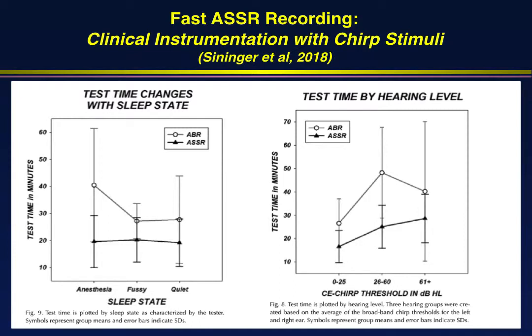Quite amazing. And when we look at the ABR, it's still good with chirp. We're up around 30 minutes for fussy or quiet children, but clearly the ASSR seems to be providing a speed advantage here. Now, that didn't used to be the case for traditional pure tone stimuli for ASSR that were modulated in amplitude, but for the chirp stimuli, the ASSR does appear to be much quicker.